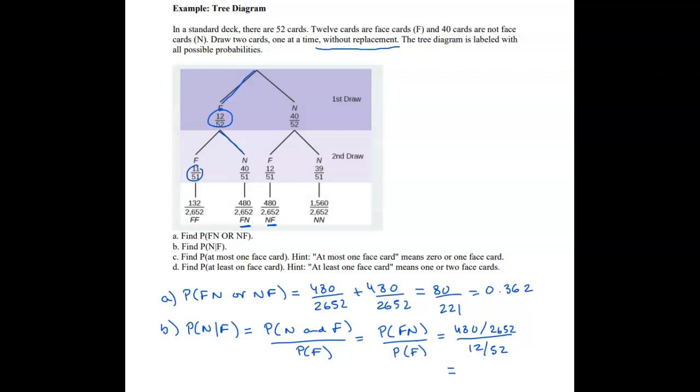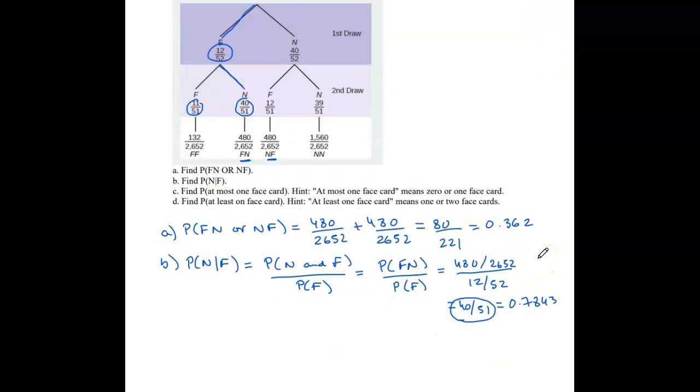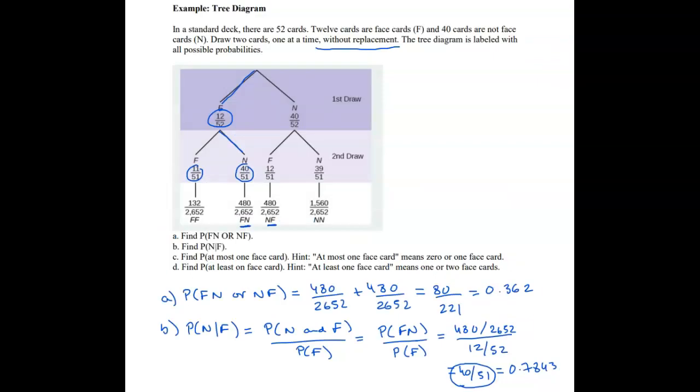We get 40 over 51, which is 0.7843. Right? Now, if you look at this 40 over 51, you might notice that it's this. Right? That's not a coincidence. So you can think of this conditional probability in a different way. Okay, so this says that you are told that the first card you pick is a face card.